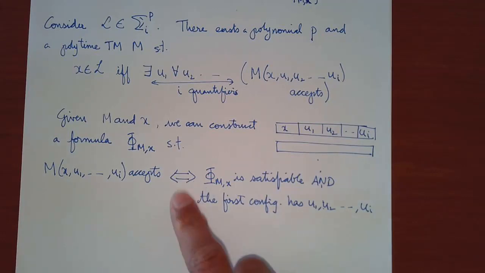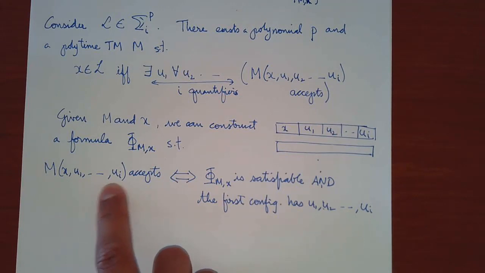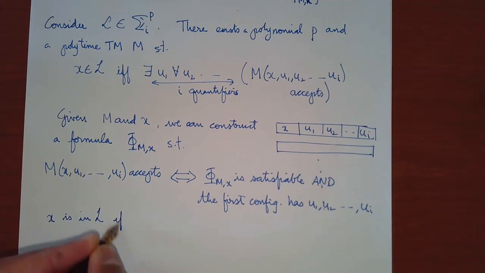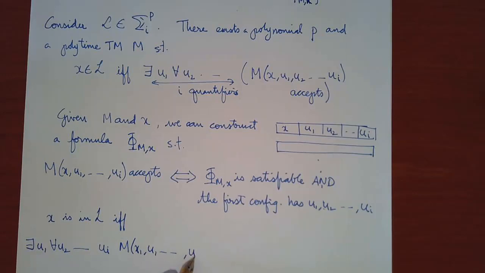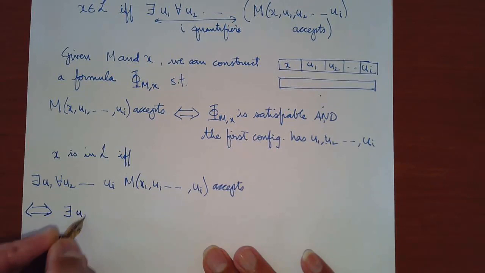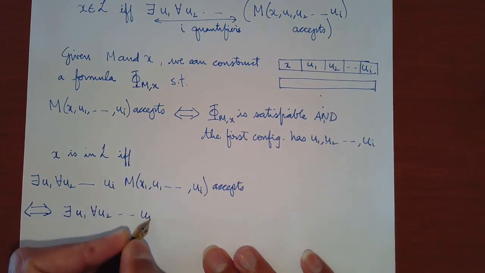So what happens is that M_x on u1 to ui accepts if and only if this is satisfiable. So now we'll say that x is in L if and only if there exists u1 for all u2 up to ui such that M_x on u1 to ui accepts, which is if and only if there exists a u1 for all u2 up to ui.